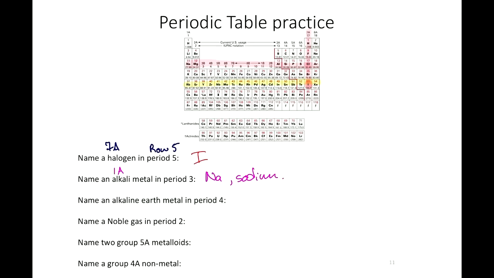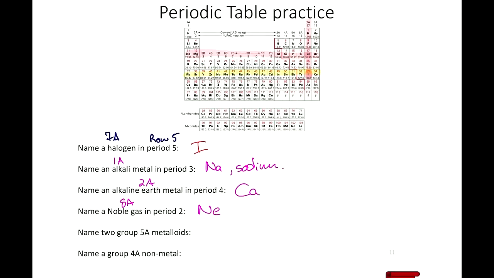All right, let's name an alkaline earth metal in period 4. What's alkaline earth metal? 2A, yes. So this is what element? Just tell me. Calcium, perfect, okay. Name a noble gas in period 2. Noble gas means 8A, and so this is element neon.